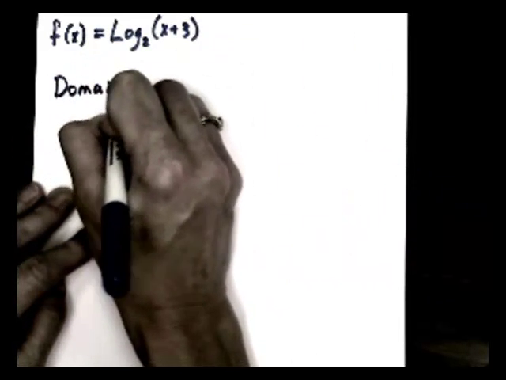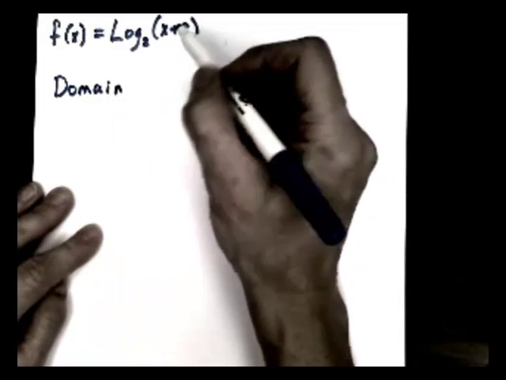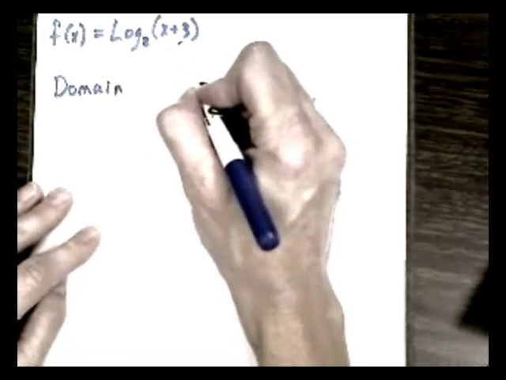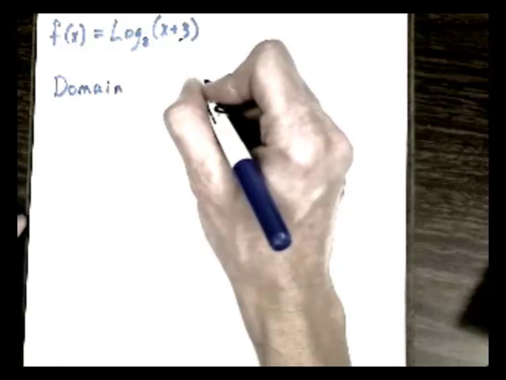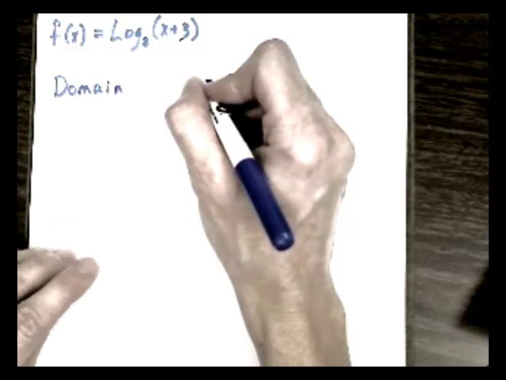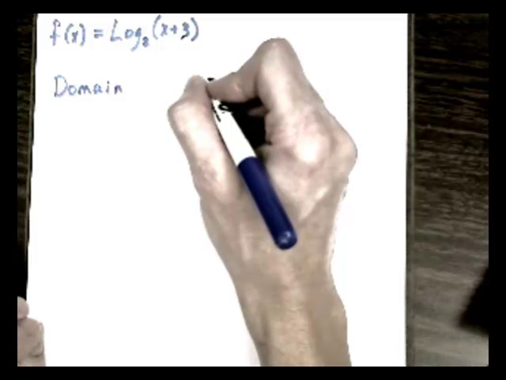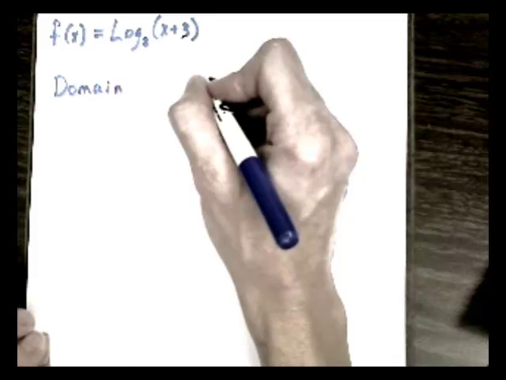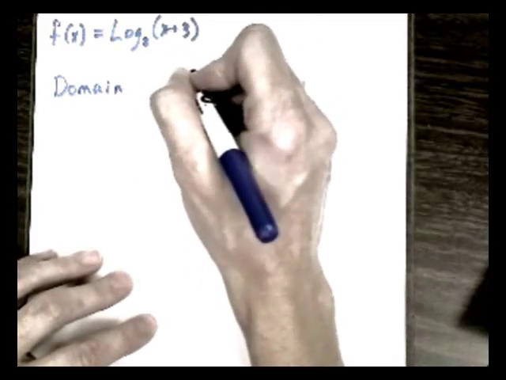One of the first things you want to do is figure out what the domain of the function is. When you're taking the logarithm of a value, you can only take the logarithm of something that's positive. You can play with the log key on your calculator. If you type in log of 1,000, you get 3. If you type in the log of 0.001, you get negative 3. But if you type in the log of 0 or a log of a negative number, you get an error message.